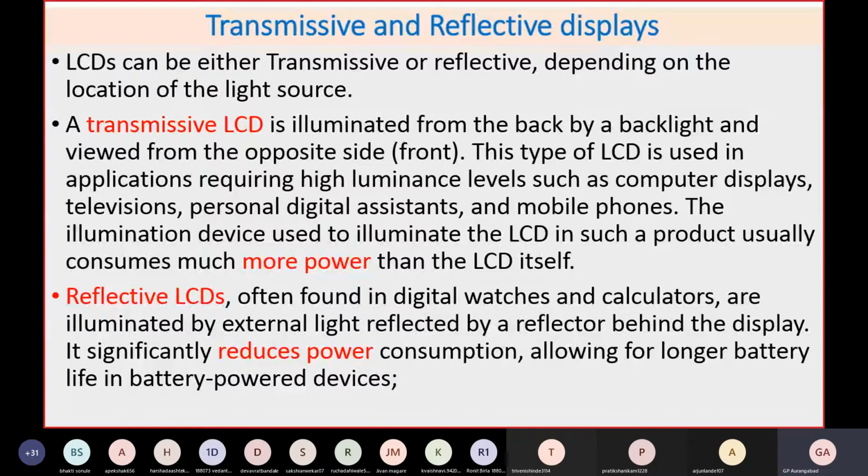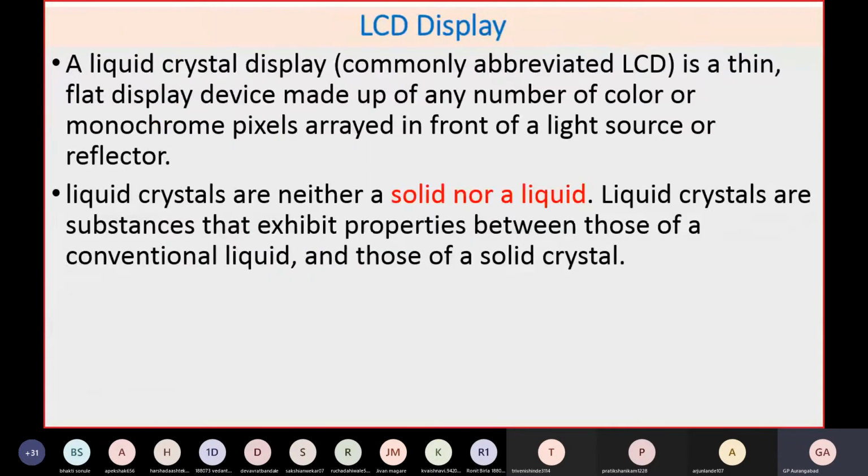So again, there are two types of LCD displays. As I said, one is the transmissive LCD display, another is the reflective LCD display. We are going to cover the transmissive LCD type display.